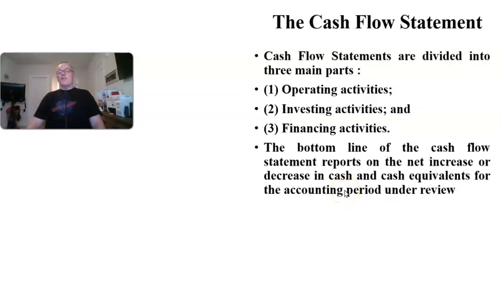You should be aware that the cash flow statement is divided into three main parts: cash flows from operating activities, cash flows from investing activities, and cash flows from financing activities. There's also a bottom line on the statement of cash flows. It will report either a net increase in cash and cash equivalents, or alternatively, a net decrease in cash and cash equivalents. And of course, a net increase in cash refers to an inflow of cash, and a net decrease in cash refers to a net outflow of cash.